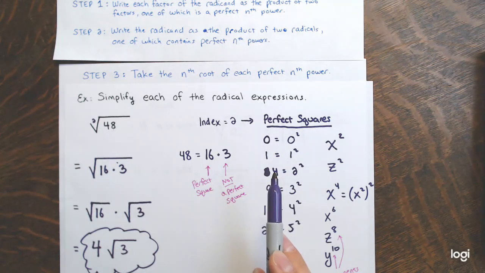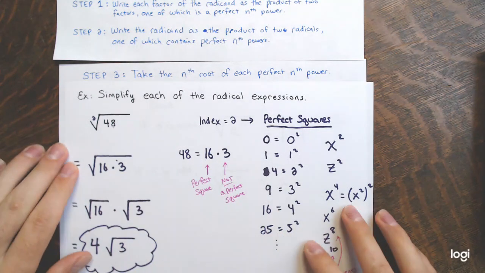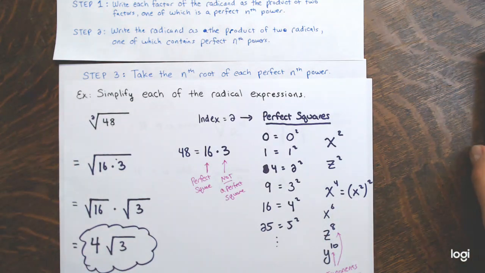But after that, 4, 9, 16, 25, those don't go into 3 evenly. Right. If 1 is the only perfect square that goes into your radicand, you're done. It is simplified. Great. And then we can double check. Right, if you don't believe it, let's see if these numbers are actually the same.